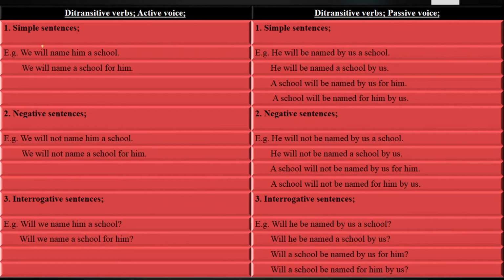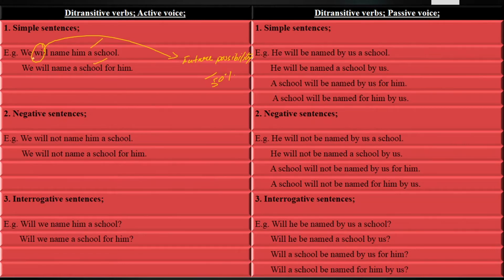And today we have the modal auxiliary verb will, which we will be using as a modal auxiliary verb. Even with we use shall, but as a modal auxiliary verb you can use will with them. And will is used for future possibility. This should be in your mind, that it is used for future possibility of an action, and that future possibility is shown at 50%. When you have the possibility of an action in future at 50%, for that we will be using the modal auxiliary verb will, and there are two ways to change them in active voice. Like we will name him a school, we will name a school for him.